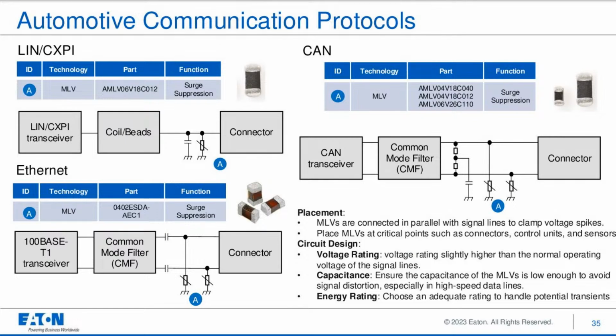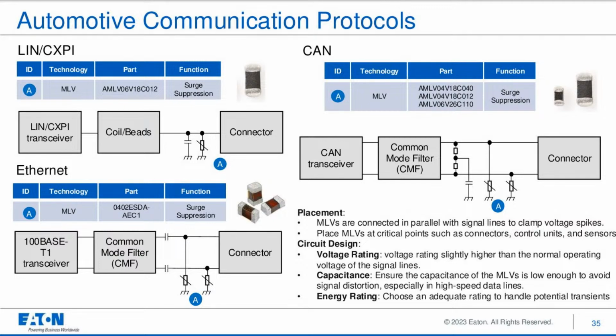Here we show basic schematics for LIN, CAN, and Ethernet protocols with MOVs and polymer ESD surge suppressors connected in parallel with signal lines to clamp voltage spikes. The surge suppressors are placed at critical points such as connectors, control units, and sensors.